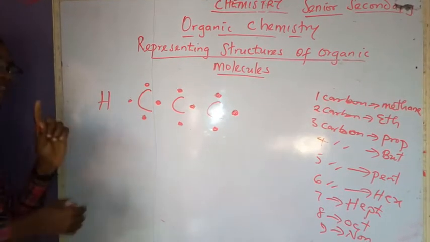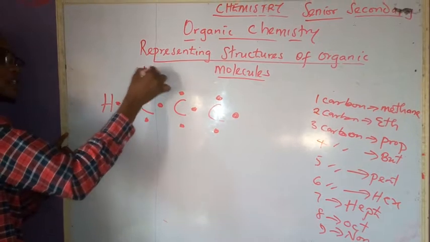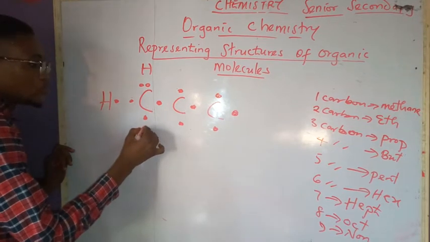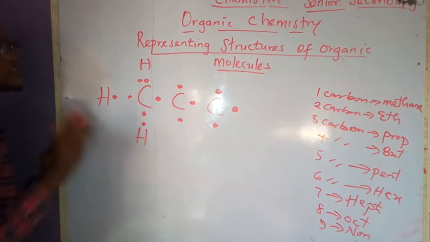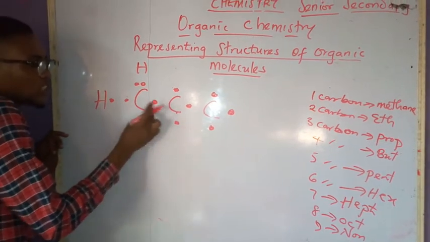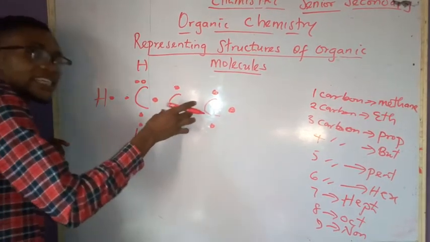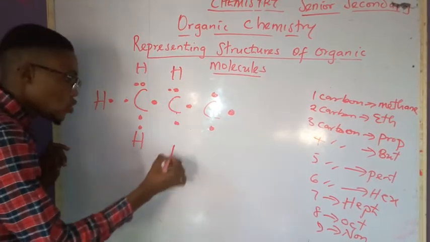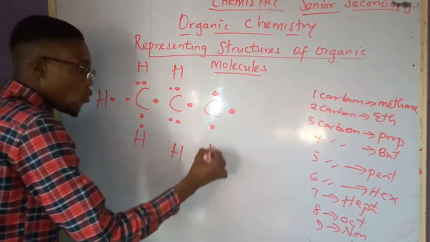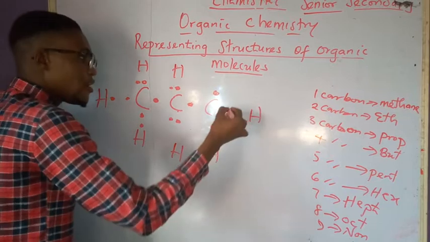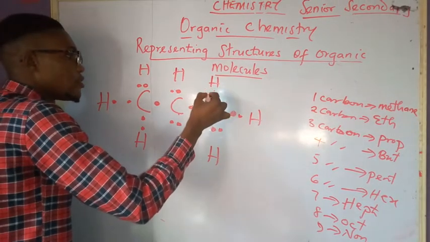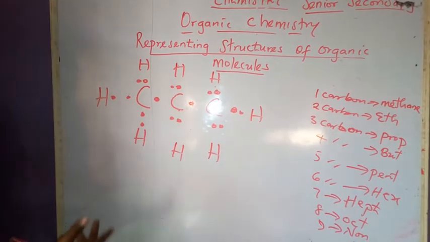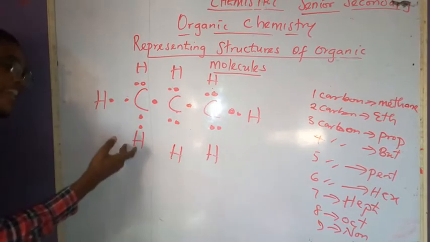Let me attach the hydrogen. Hydrogen is 1 electron. That's 1. Another hydrogen is 1 electron. Another hydrogen is 1 electron. This position has already been occupied by another carbon atom, so I don't need to attach any hydrogen to this middle. Let me go here. I can attach 1 hydrogen to this, 1 hydrogen to this, 1 hydrogen to this, 1 hydrogen to this, and the last hydrogen to this. So now let's look at it. 3 carbon atoms. How many hydrogen in total? 1, 2, 3, 4, 5, 6, 7, 8.